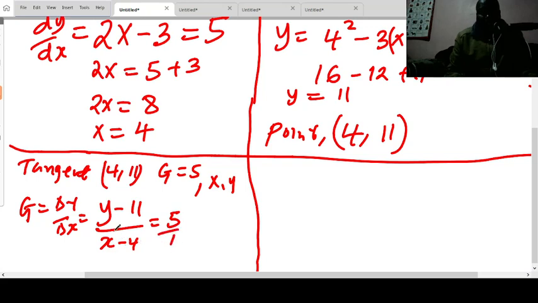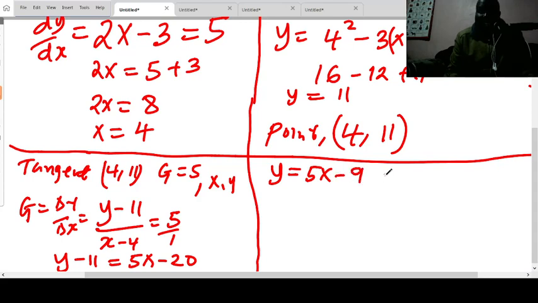So we cross multiply. We are going to have y minus 11 is equal to 5x minus 20. So finally, y is equal to 5x. You take this on the other side, it will be minus 20 plus 11. That one is going to be minus 9. And that is the equation of the tangent.